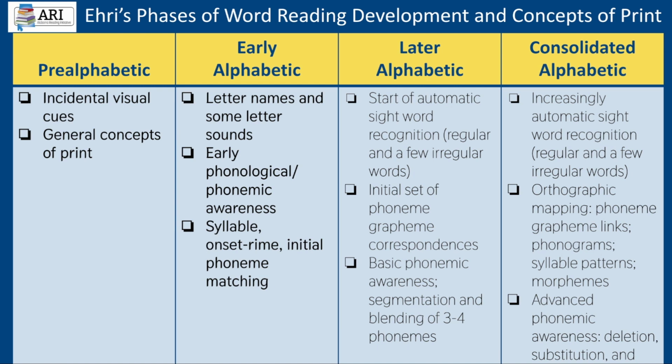The other phases, later alphabetic and consolidated alphabetic, will be seen later when children develop automaticity in sight word recognition and letter sounds, which we call phonemic awareness.